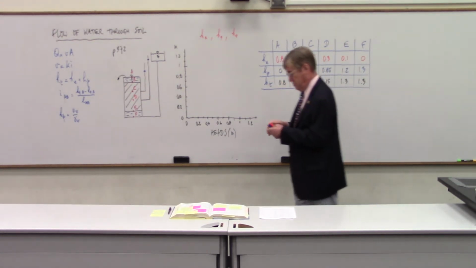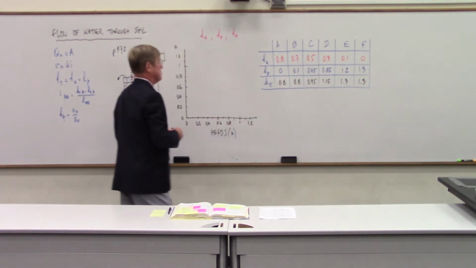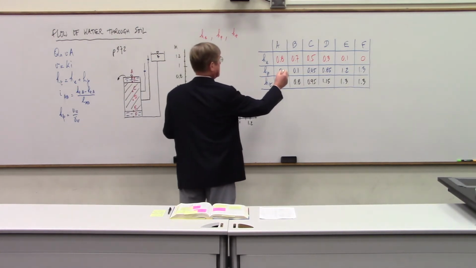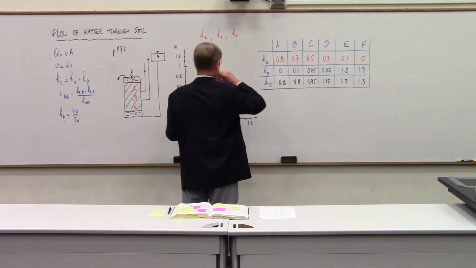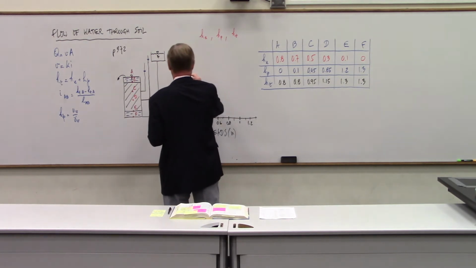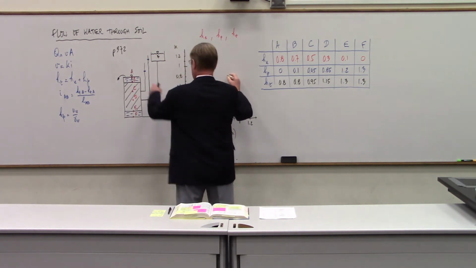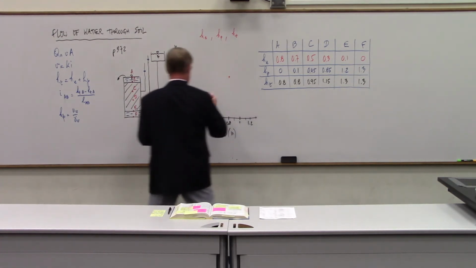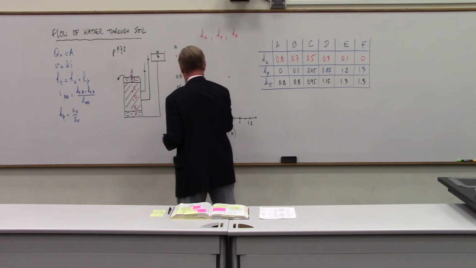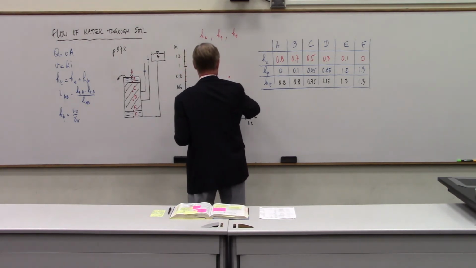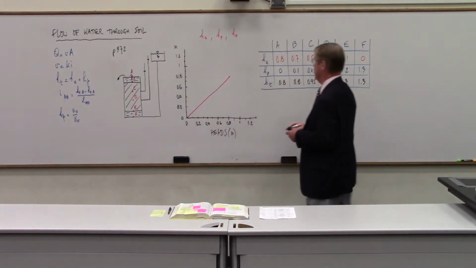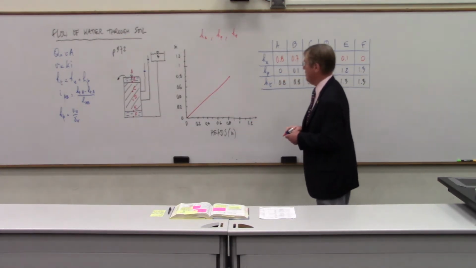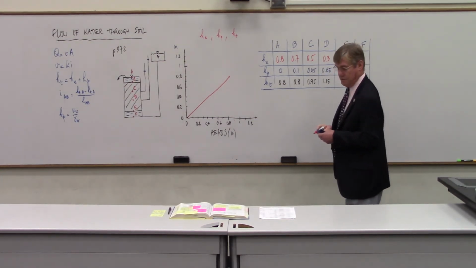So from this, we can draw the head diagrams. Let's see, the elevation head goes to 0.8. So at 0.8, I've got 0.8. Basically, the elevation head is a straight diagonal line, because the elevation head is the elevation. All right, so that's the first diagram, for the elevation head.